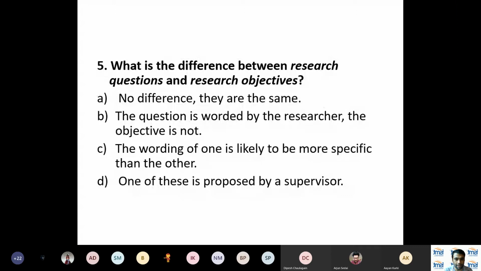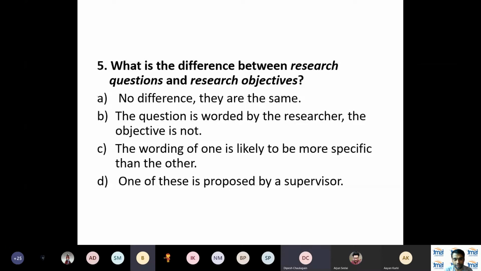What is the difference between the research question and research objective? No difference, they are the same. The question is ordered by the researcher, the objective is not. The wording of one is likely to be more specific than the other, or one of these is proposed by the supervisor. A, sir. Okay. Other?